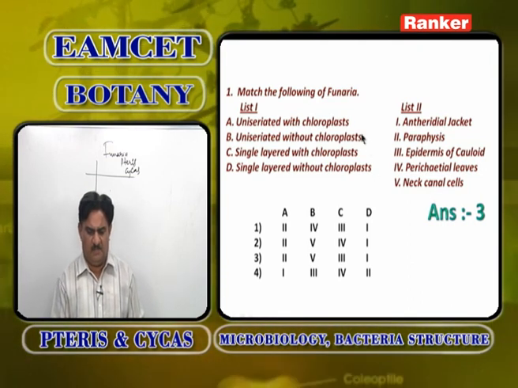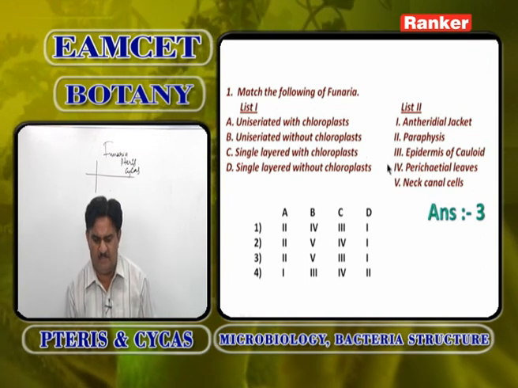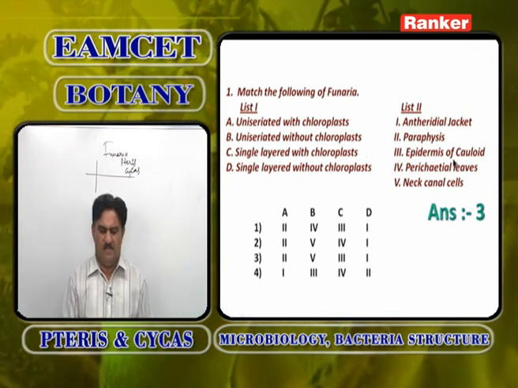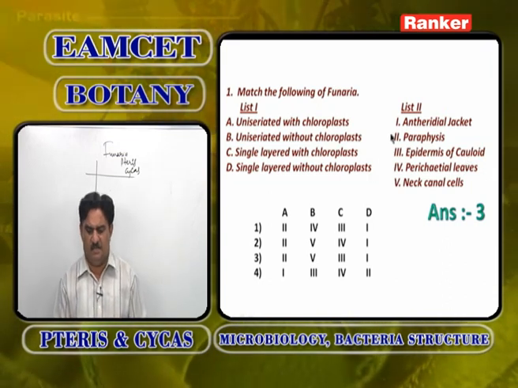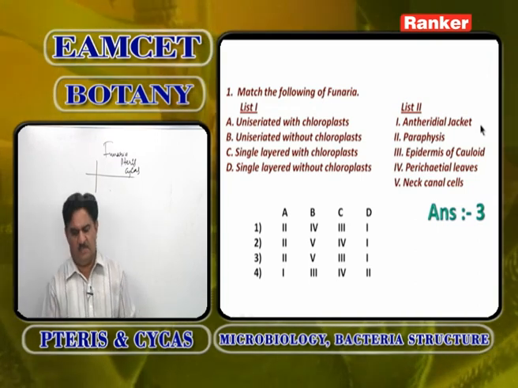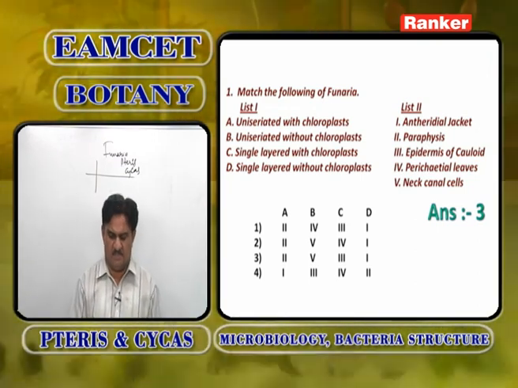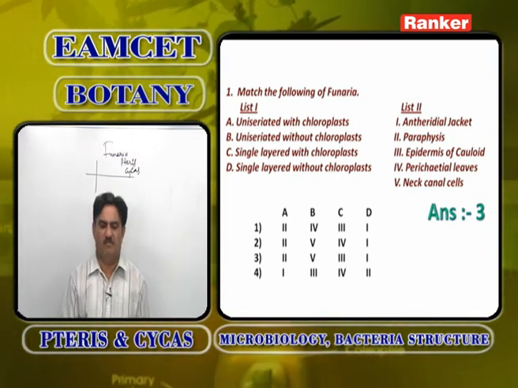Second B is 5. Then single layered with chloroplast is epidermis of caulid. Epidermis of caulid is single layered with chloroplast. Single layered without chloroplast is antheridial jacket. Antheridial jacket is single layered but biseriated cells, but it is without chloroplast. So answer is A2, B5, C3, D1.